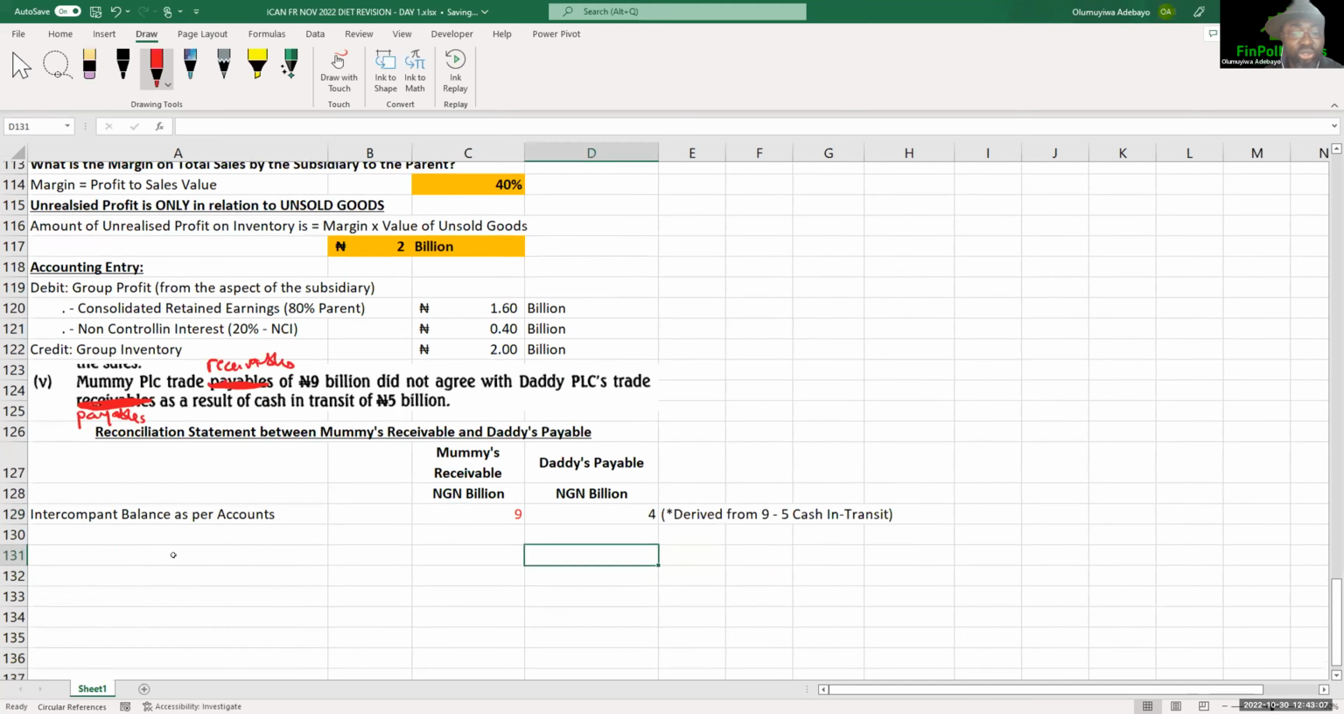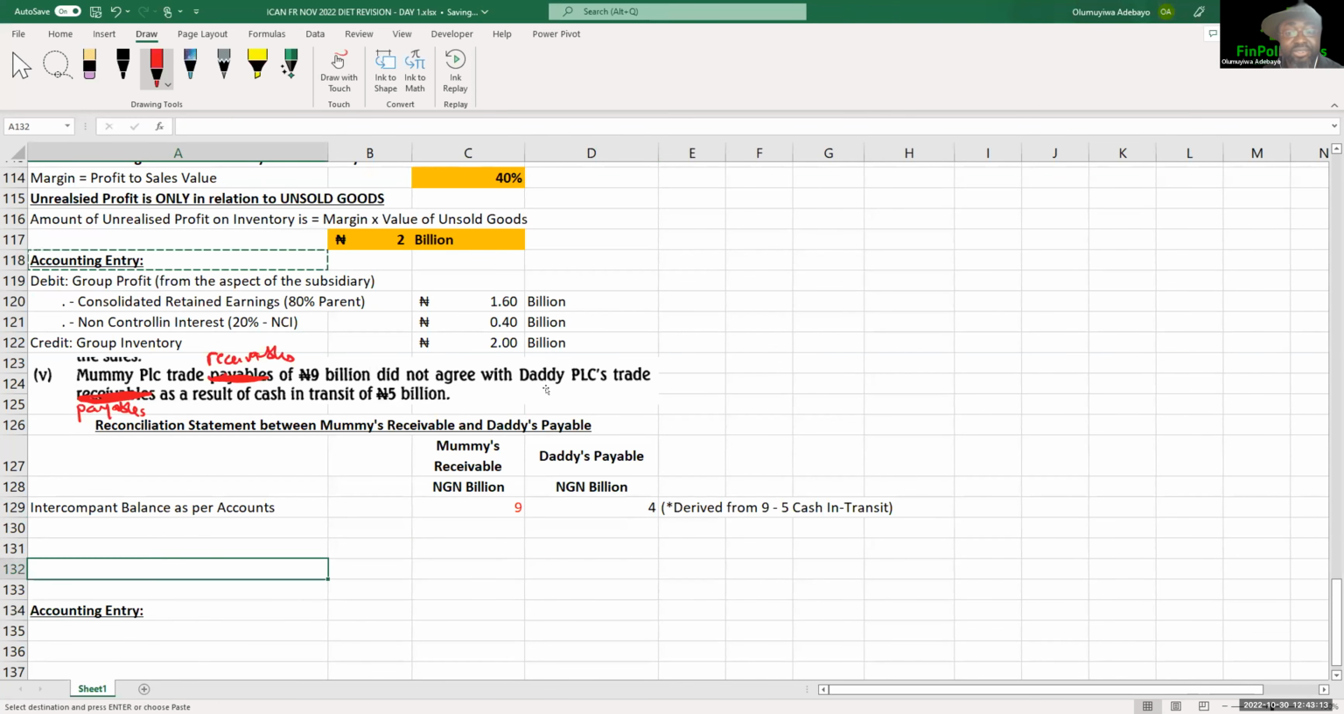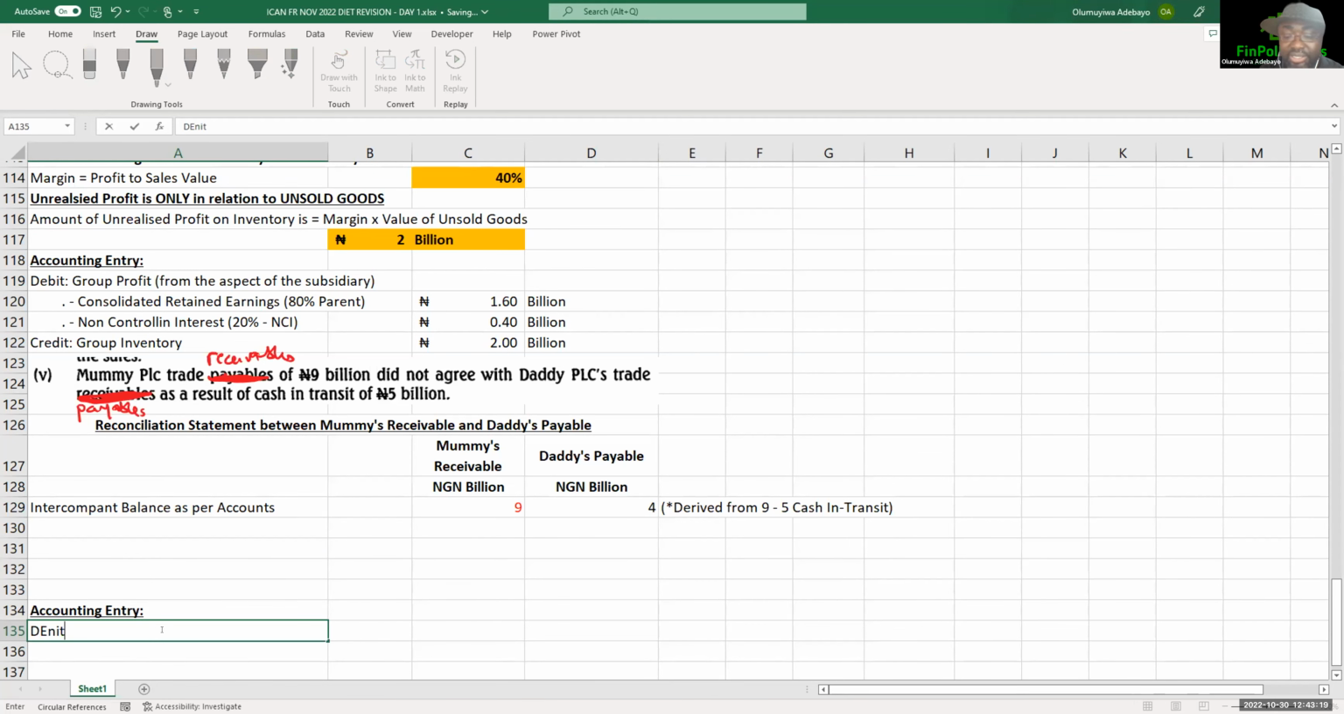Therefore, we are now told that there's a cash in transit that brought about that difference. And if you have cash in transit as a difference, what do you need to do? You need to recognize that this cash exists, only that it was not contained in either books.